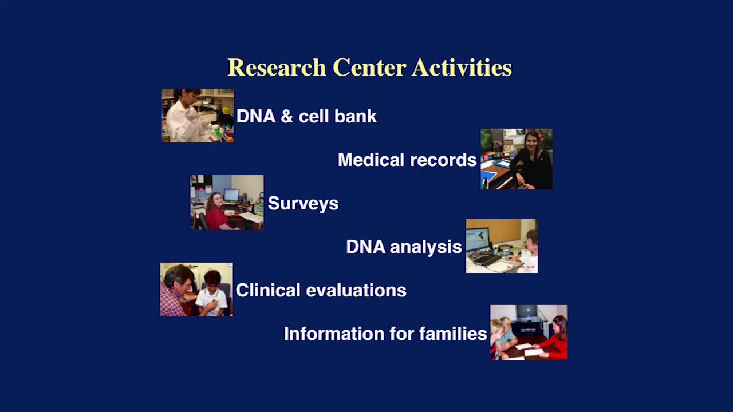The core research center activities include the DNA and cell bank from all the blood and skin samples we've collected, the medical records and clinical data database. The survey-based information provides us with longitudinal and developmental data. We also do the DNA analysis on all the participant samples, as well as clinical evaluations when such studies are being conducted. And of course, we provide information for families, from the results of their own clinical evaluation, to general syndrome information, to responding to individual questions from families and their physicians.